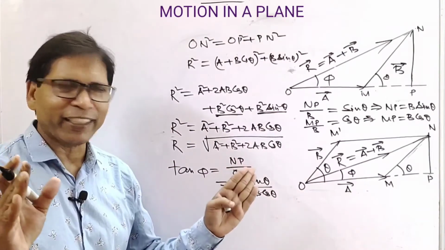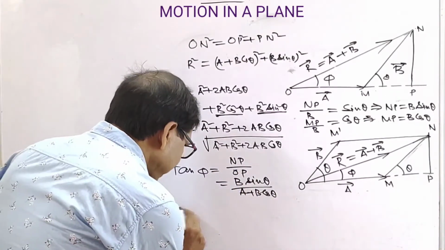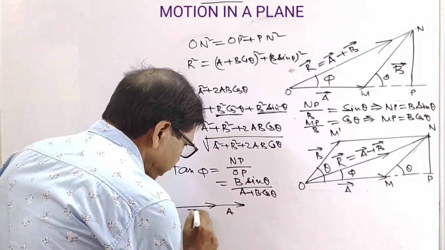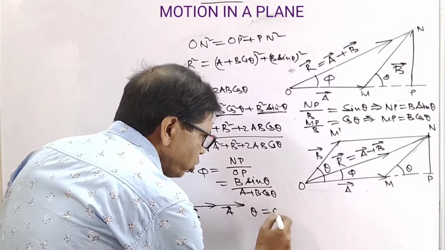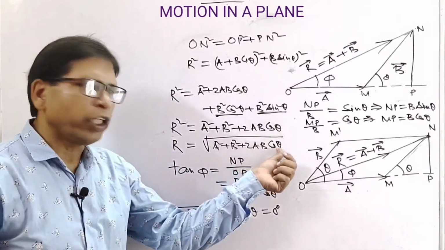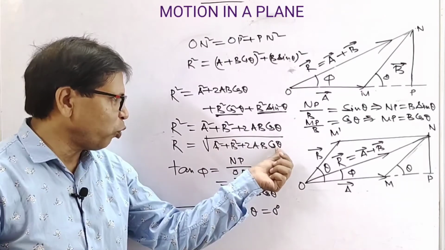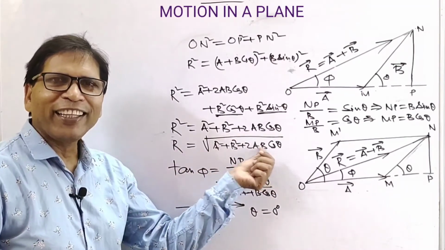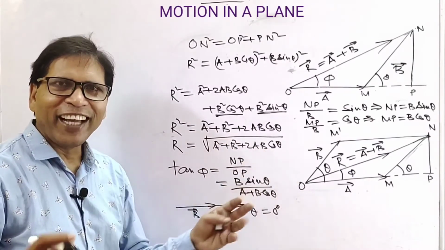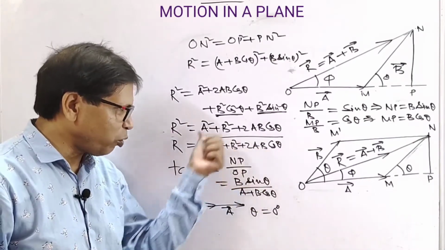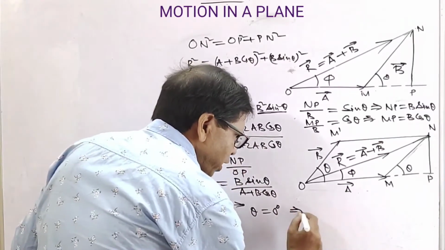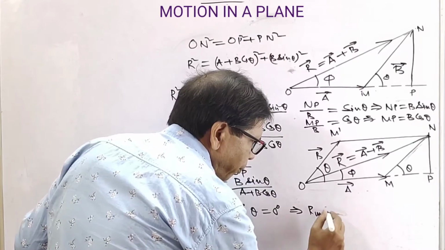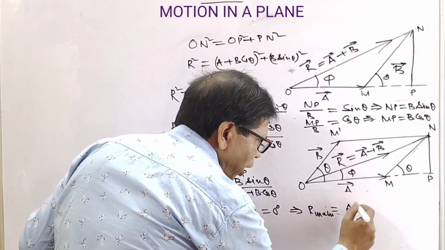Now special cases. When two vectors are in a line, suppose this is the A vector and this is the B vector, so theta equals 0 degree. If theta is 0 degree, cos 0 equals 1, so R becomes A square plus B square plus 2AB, that is (A plus B) whole square, root over. Therefore this becomes R max, so R max equals A plus B.